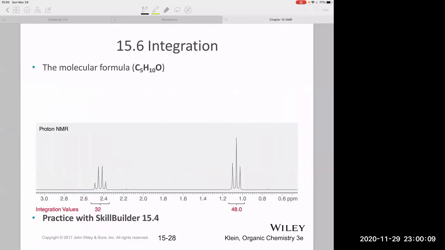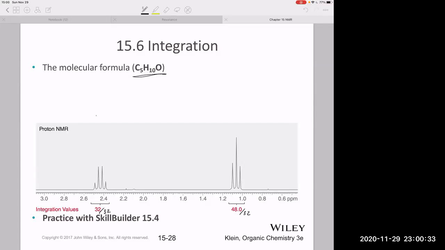So let's do one together, sort of all the way through. Again, same molecular formula, but this is going to be a different compound. And let's make sure that we get all the different pieces of information that we can from our spectrum. So first of all, the integration values that are given to me aren't simplified. So what am I going to do? I'm going to divide each one by the smallest number.